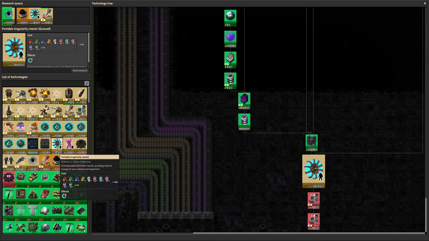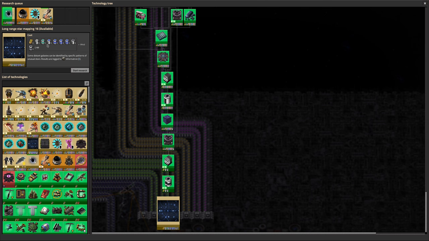Or we could do the portable singularity reactor, which uses Deep Space 3 and none of the colors of space science. Or we could do more long range star mapping, which absolutely hammers the astro because we're using all 4 tiers at once. And that just absolutely hammers the production capacity. And then it uses Deep Space 1 and 2 as well, just to top it up a little bit.